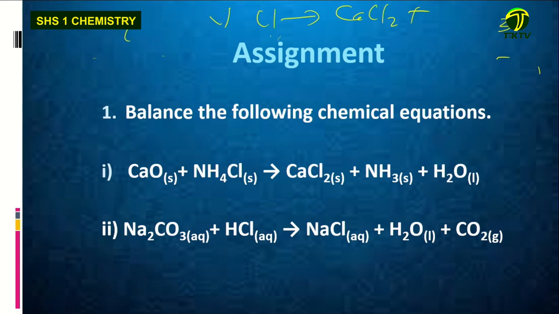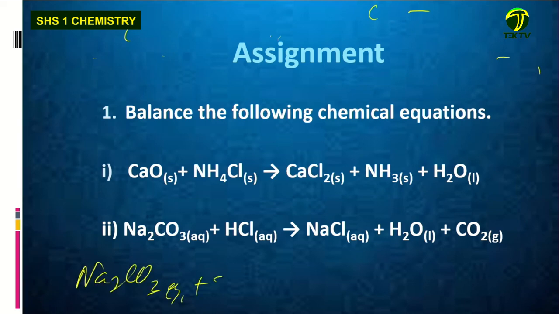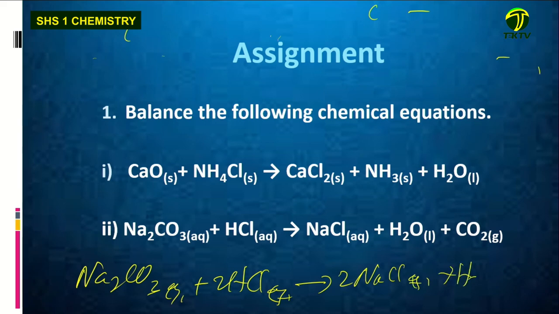Let's look at the answer for the second one. We have Na2CO3, then if we put 2 in front of HCl, 2 in front of NaCl, then H2O liquid, CO2 gas. You could see that for Na, we have 2 here, we have 2, because 2 is in front. Then we have C, we have C. Then we have 3 oxygen here. We have 1 oxygen, we have 2, giving us 3. Then we have 2 hydrogen atoms, we have 2 from the water. We have 2 Cl, then we have 2 NaCl. So that gives us the balanced equation for the second one.